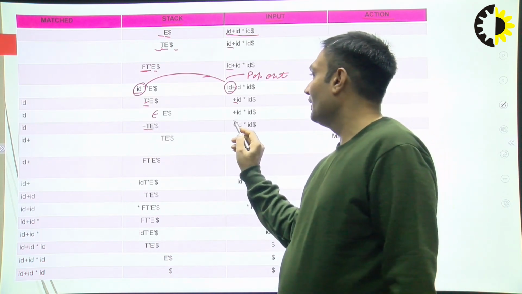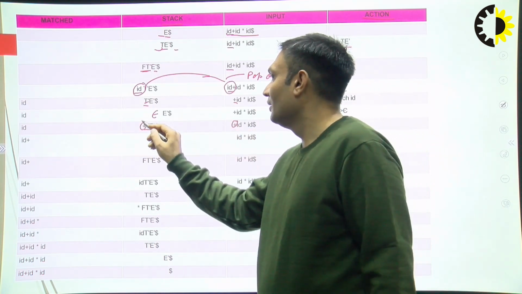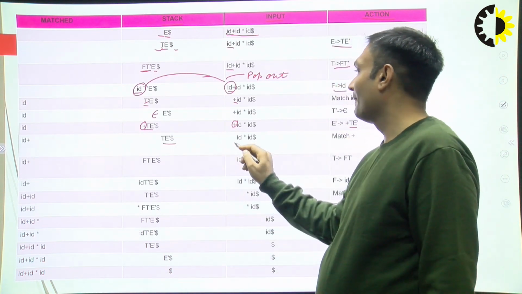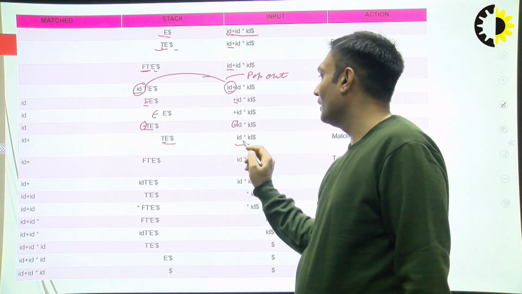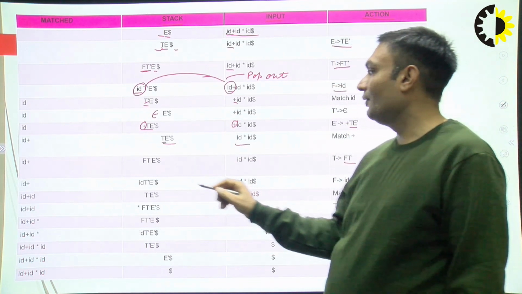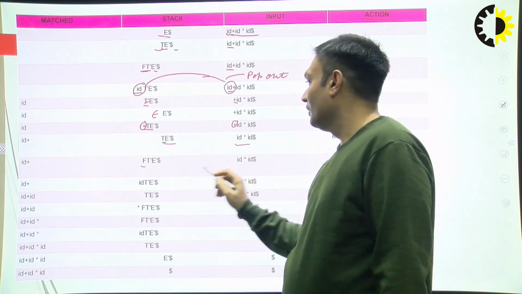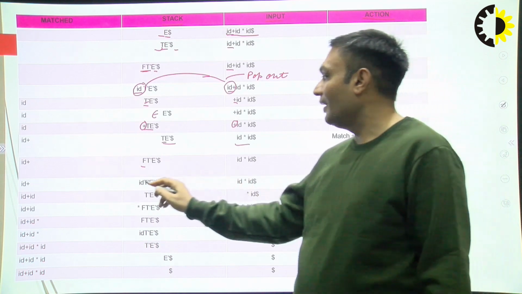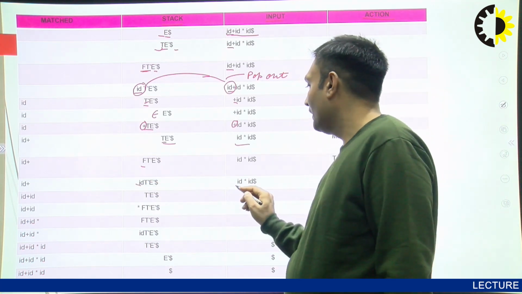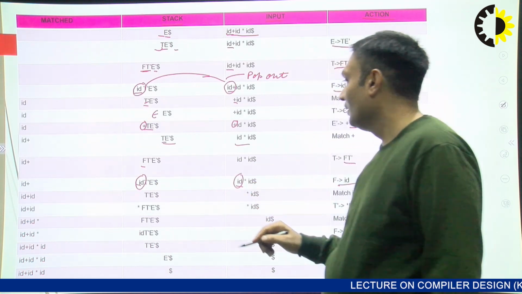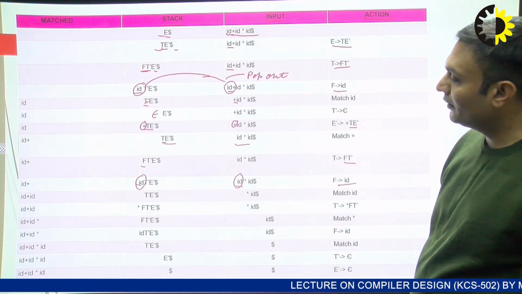Now plus and plus get matched. This value will be popped out. The remaining value will be here. Again we will see T on id. There is a rule T to FT dash. We will write here FT dash. Then again F on id, there is a rule F to id. We will write id here. The id and this id get matched. Then this will be popped out from the stack.